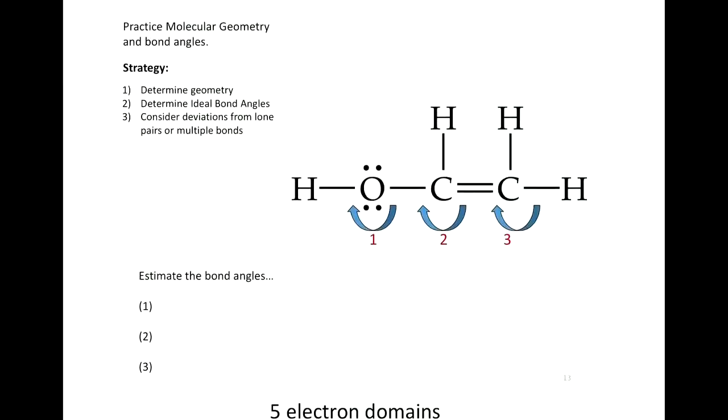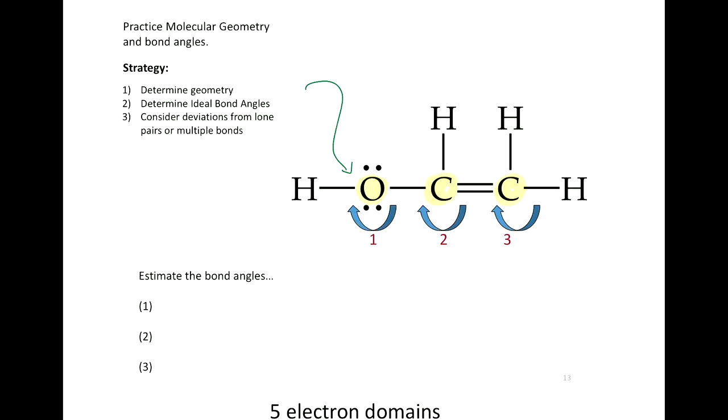Okay, so let's estimate what these bond angles are in these separate atoms. So the strategy here is we want to do each atom one at a time, or each bond angle one at a time, and we want to focus on the central atom that contains that bond angle. That's what we want to focus on. So we have to do each of them separately. All right, so for this first oxygen atom, let's determine the geometry first. Let's get the ideal bond angle first, then apply any deviations.